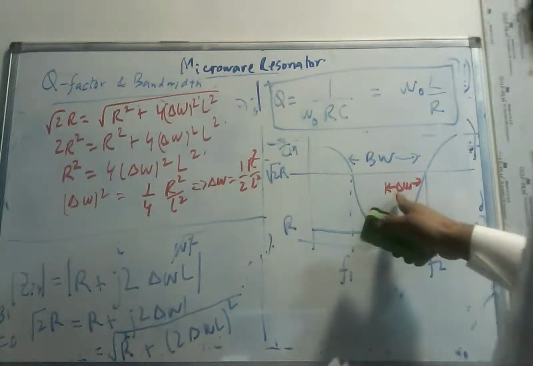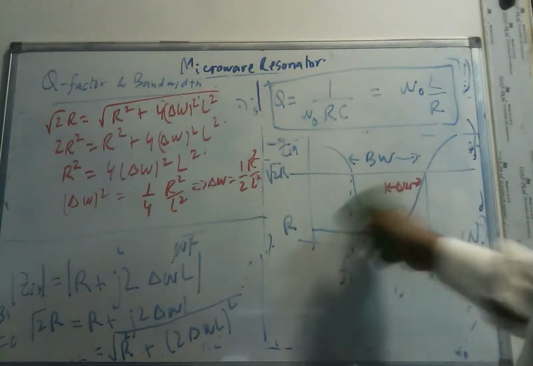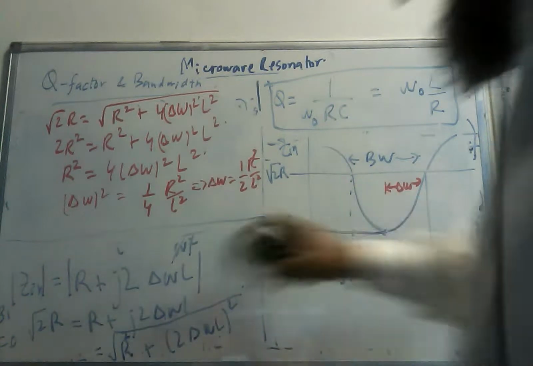Now what is the bandwidth? Bandwidth is double this, because this is one side, and there is a similar one here. So the bandwidth is 2 delta omega.